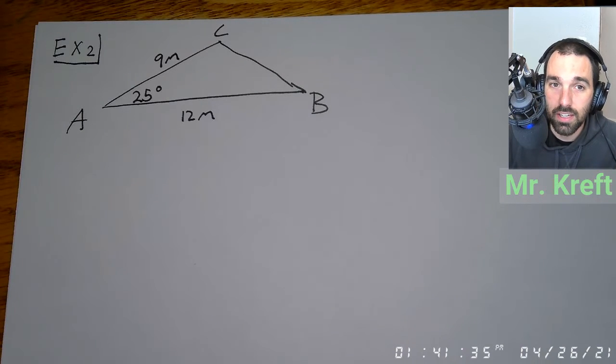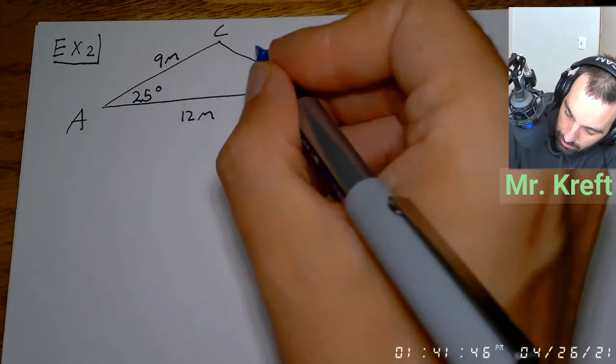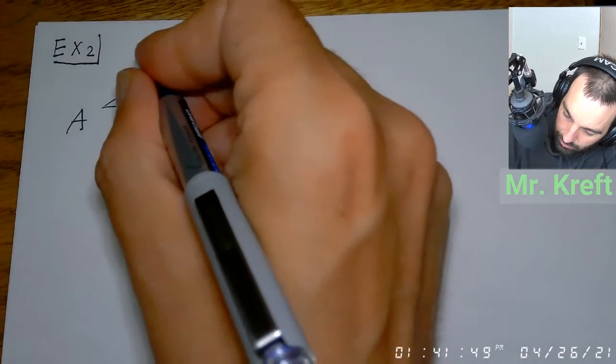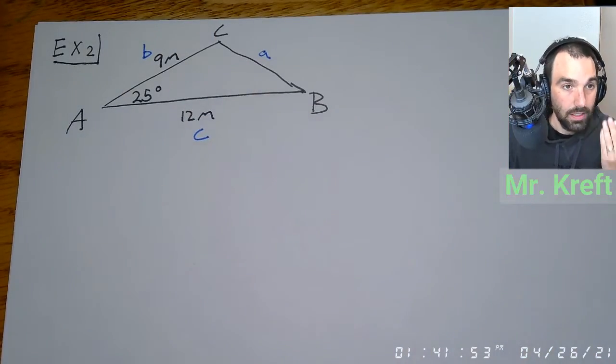Why did I say that? Because if it was an SSA triangle, then it's trouble, right? We have to figure out how many solutions, so those definitely give us a lot of trouble. The first thing I'm going to do is label the sides in terms of the opposite angle so that it helps us out.